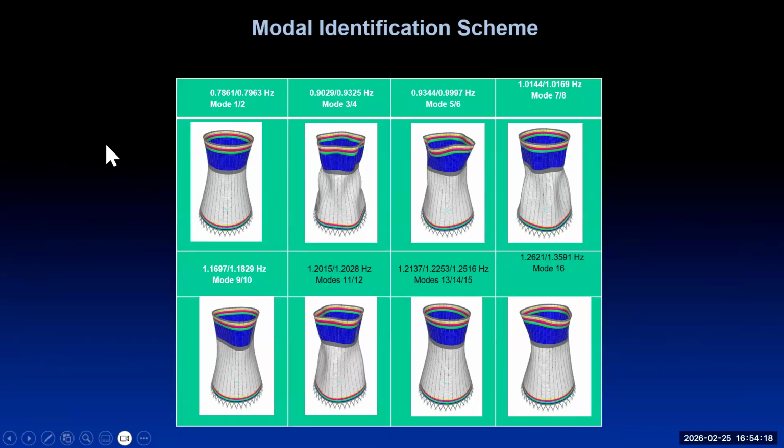Okay, now these modes, as a structure gets more complex, the modes get more complex as well. These are hyperbolic cooling towers.